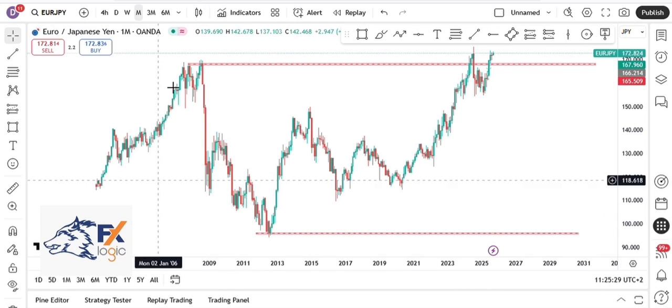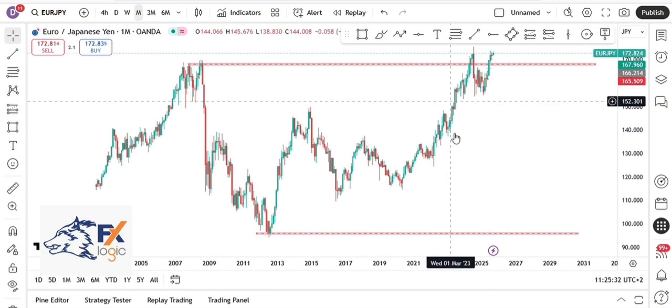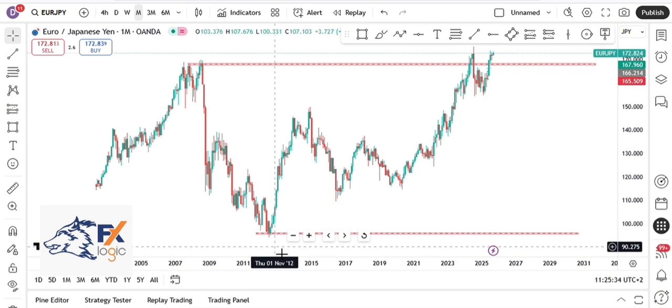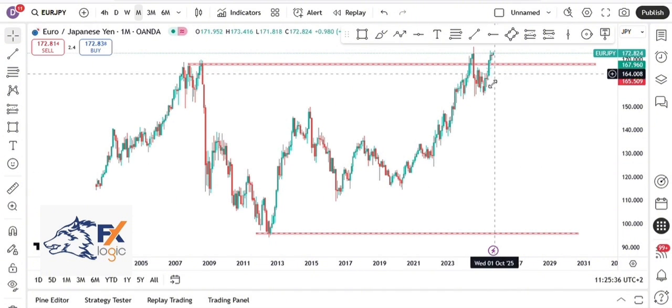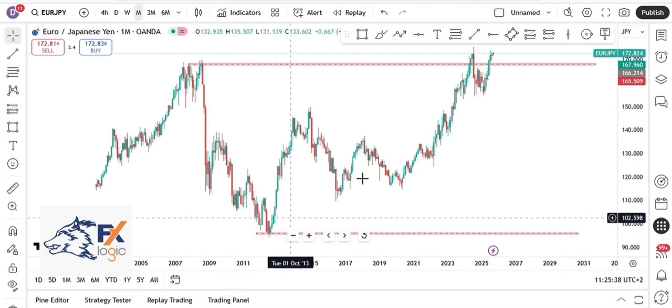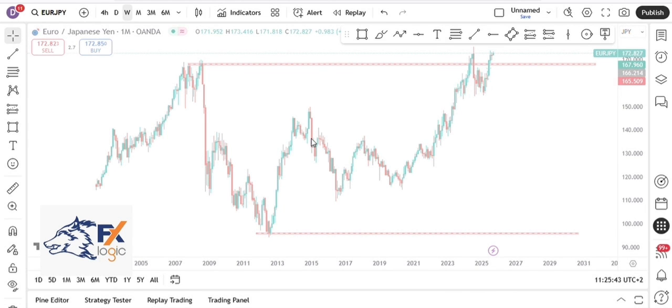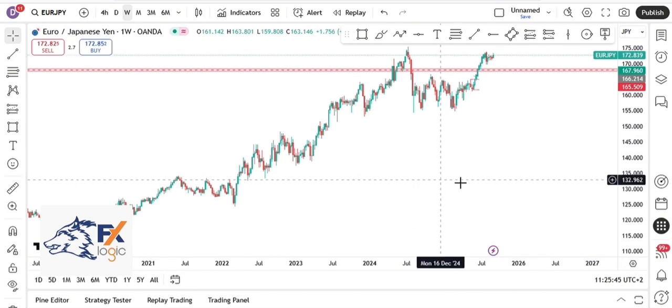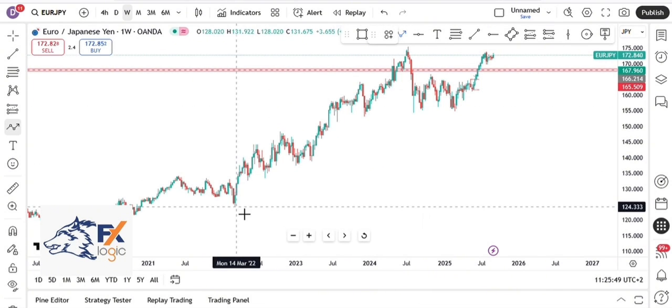Since we've analyzed all of this pair, we want to focus on the current chart of the market, what is actually going on. We'll go to the weekly time frame and take a closer look. Here we're on the weekly, so let's try to read the structure.